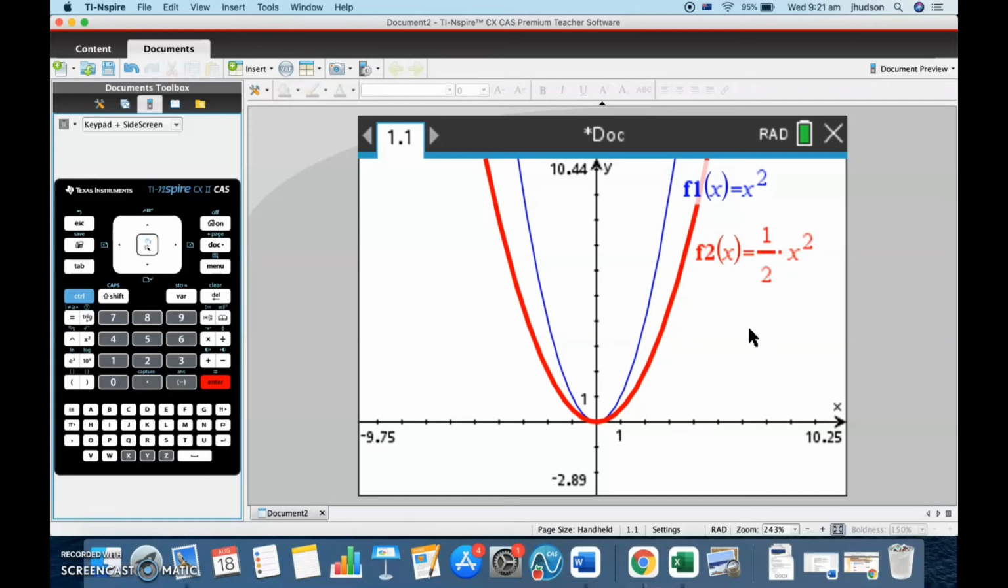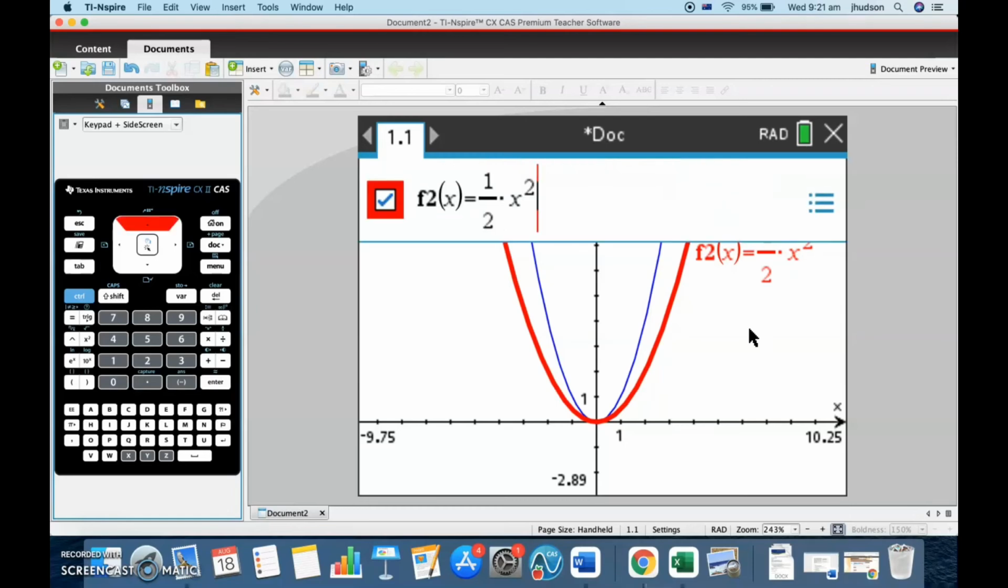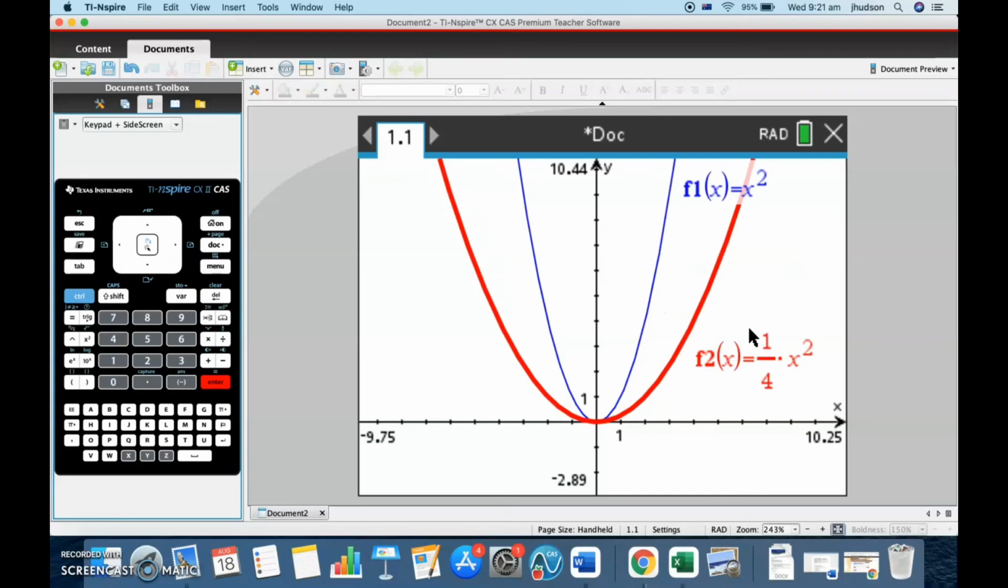So if the number's greater than 1 and is getting larger, it makes it narrower. If the number's between 1 and 0, it kind of makes it wider, doesn't it? So I might change that to a quarter and see what happens. It's made it even wider. So that's dilating it. All right, now let's get rid of that.